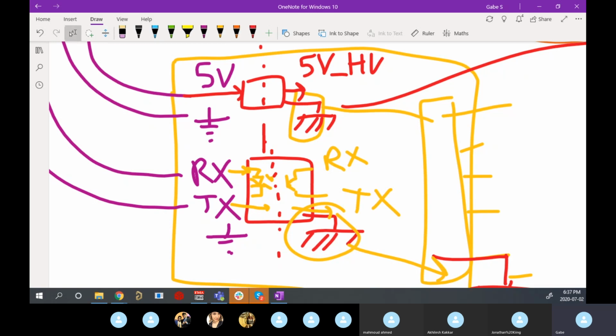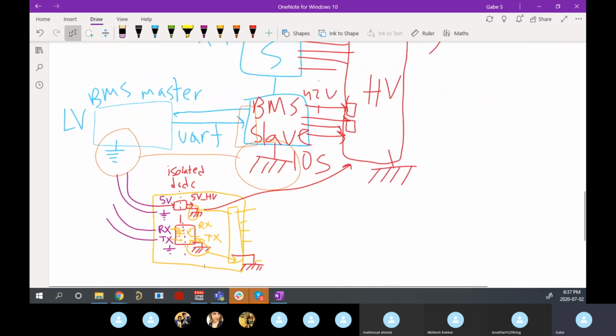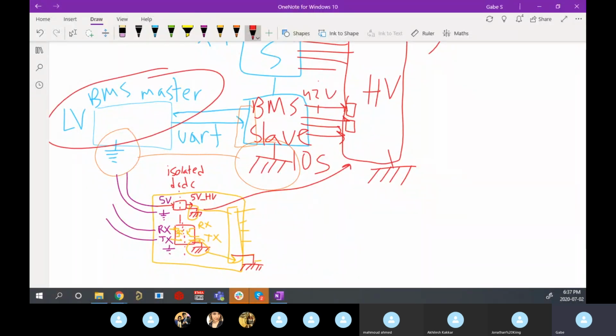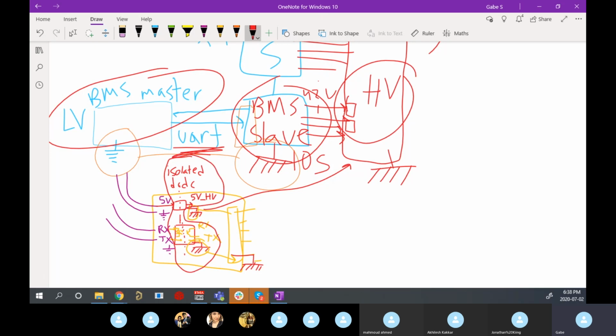So in our car, to make sure that low voltage BMS master, which has a microcontroller and is connected to the low voltage system, can talk to the high voltage slaves in the battery over our UART, we have to do a little isolating. So Jared added 2 components, one that isolates 5 volt power and one that isolates the UART communication, so that it's completely safe and we can actually communicate with the battery management system slaves.